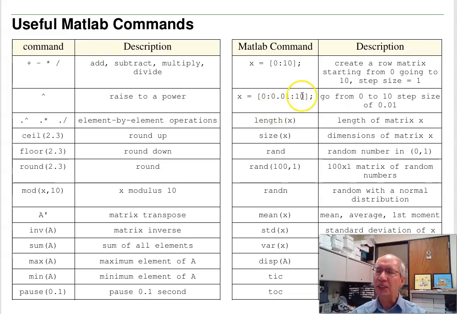That's input a sequence. When I want to do something like plot x versus y, this is a nice way to input the numbers x. Go from 0 to 10, steps of 0.01. If you want to know how many elements are in a matrix, that's length or size. Rand is a random number, randn a normally distributed random number, mean, standard deviation, variance, display, tic and toc. And there's thousands of other commands. You'll kind of get the idea as we go along.